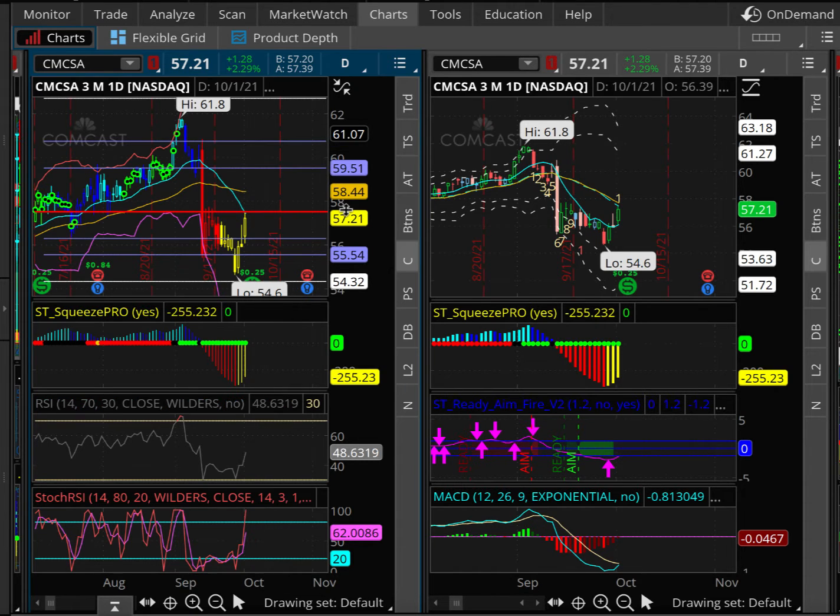So what levels of resistance do we have? Well, we do have the 21 simple moving average here, and then this is a voodoo line at about $60. On levels of support, we've got the dip, which is right here in the range of maybe $54. So let's keep those numbers in mind, $54 maybe here and $60.